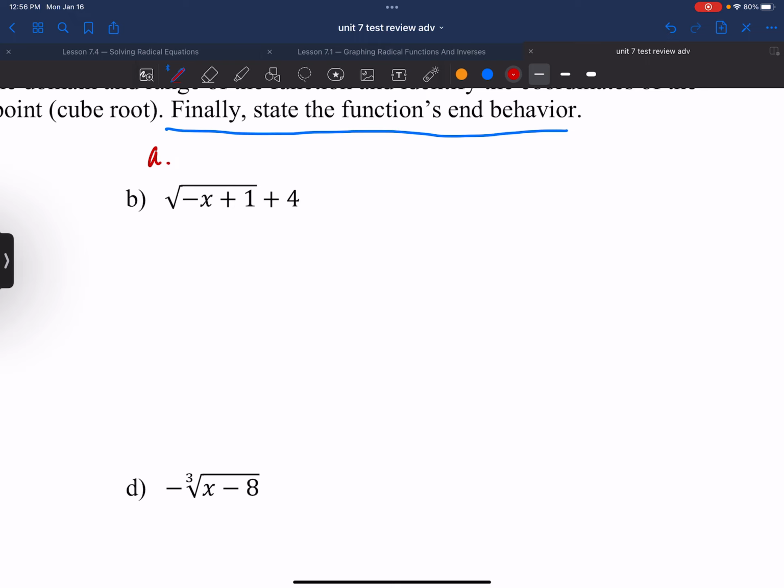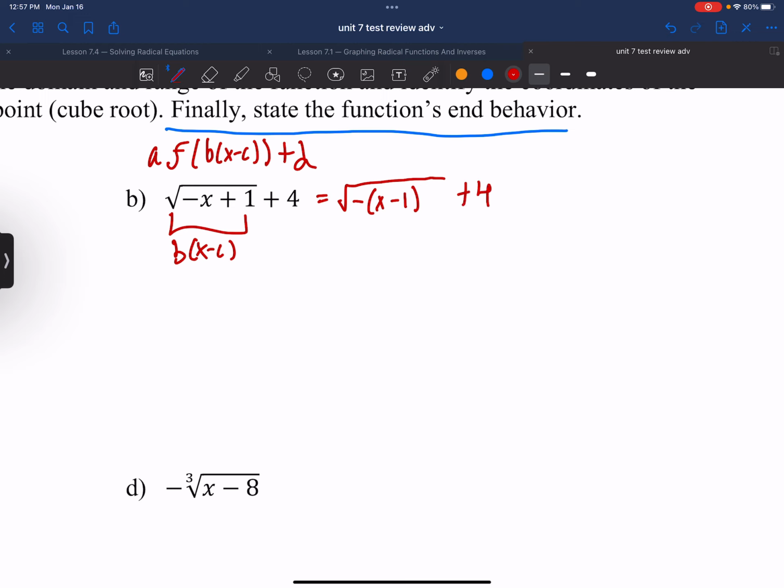So recall that our function transformations are a times f of b times x minus c plus d. So you want this to look like b x minus c. You want it to look like that. So I'm going to factor out the negative, x minus 1. And then I've got my plus 4 out here. You see, so this tells me that b equals -1, c equals 1, and d equals 4.